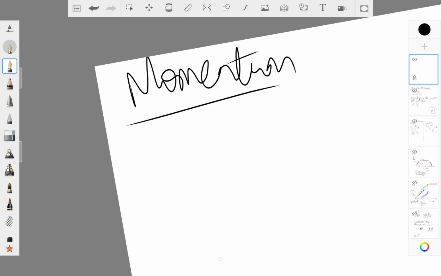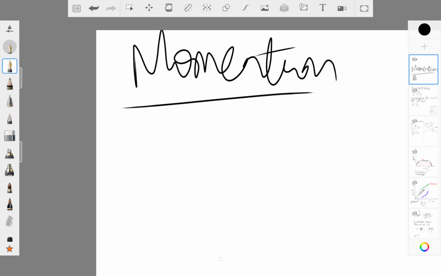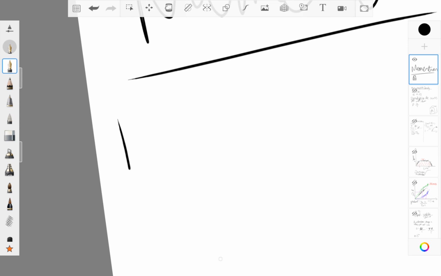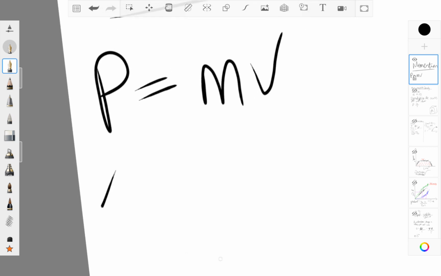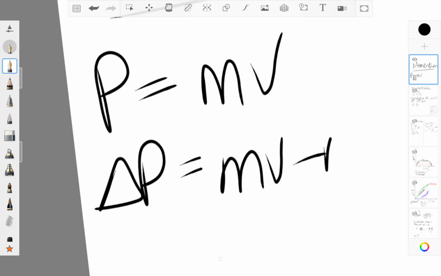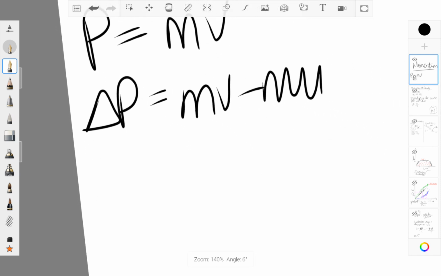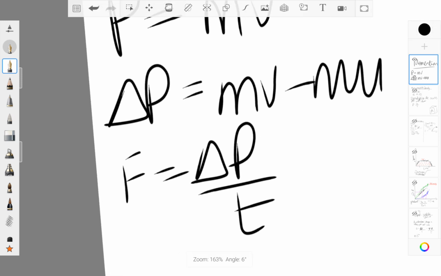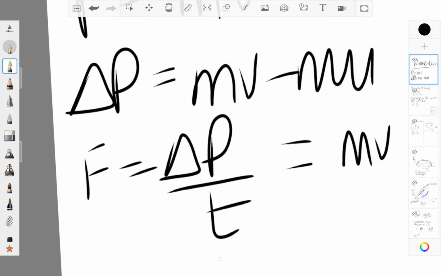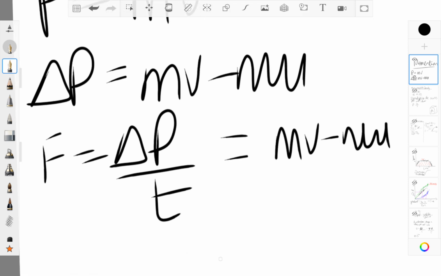It's one of the effects of force in a sense. So momentum is the product of mass and velocity. The symbol for momentum is a capital P. So P is equal to mv. And a change in P is just mv minus mu. And recall that force is mv minus mu over t. So force is equal to change in P over t, which is mv minus mu over t.